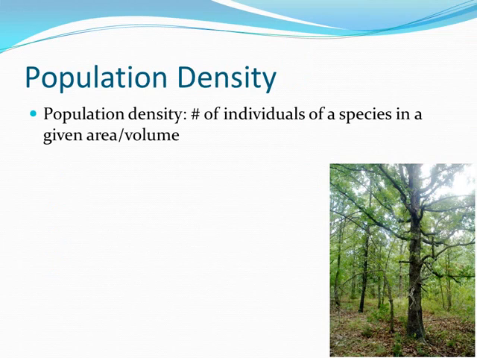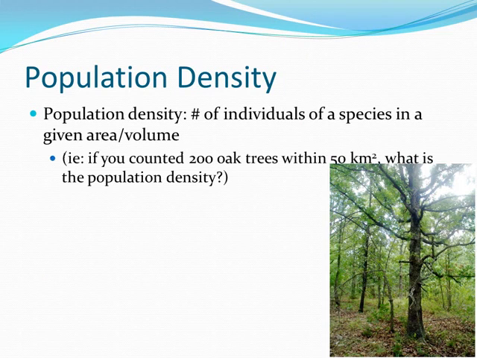We already talked about in the previous slide what population density is all about. It's just the amount of individuals given a particular area or volume. So going on that fact, if you were given this information, counted 200 oak trees in a 50 square kilometer area, what is the population density then? How would you calculate this? The population density is 200 oak trees within 50 square kilometers. So how would you figure out the population density of the oak trees? Is that a ratio? Okay, ratio. So how would you go about it?